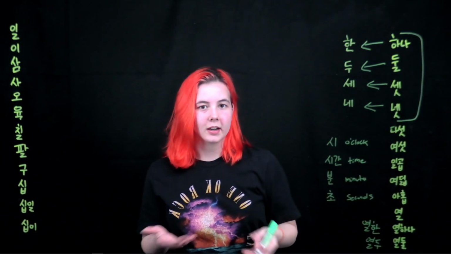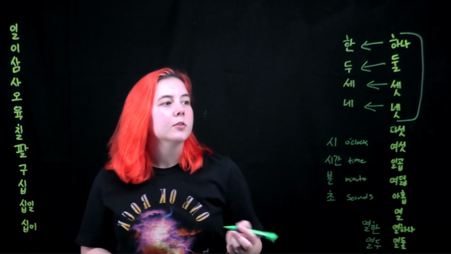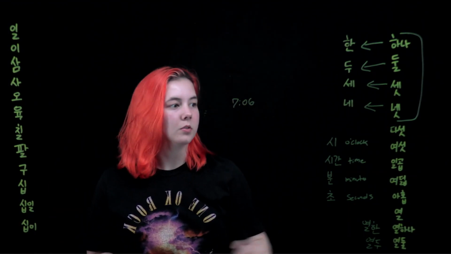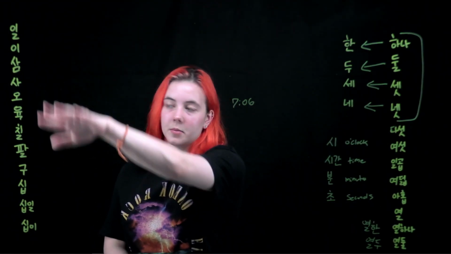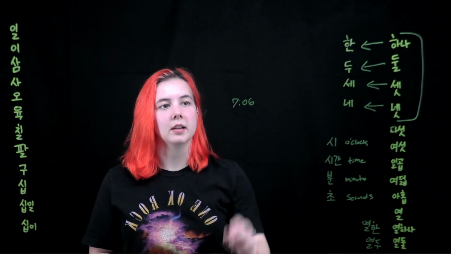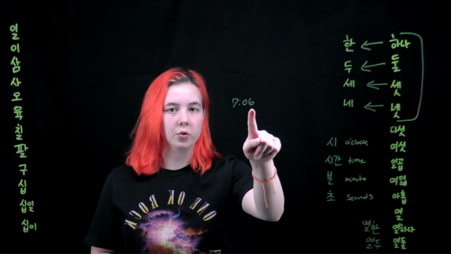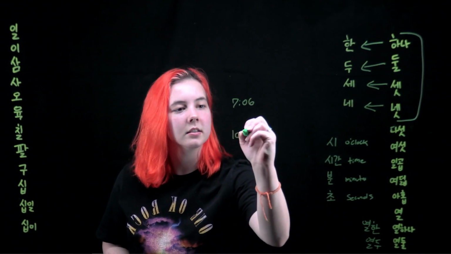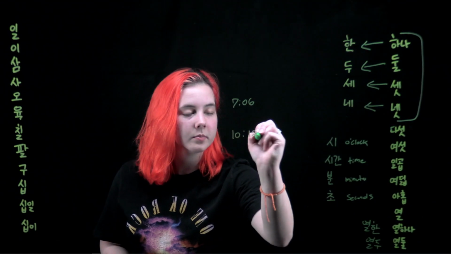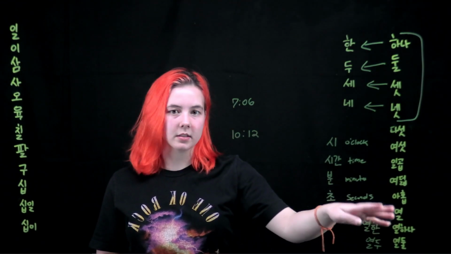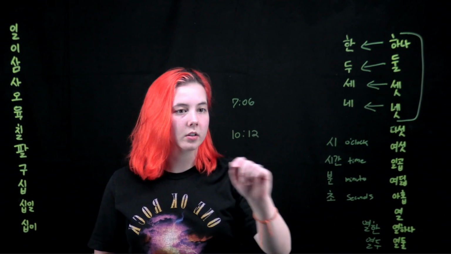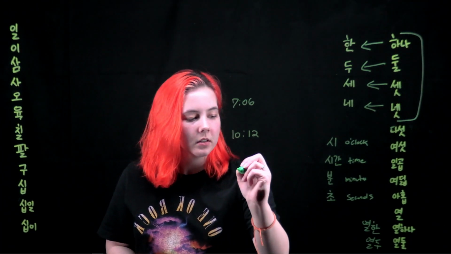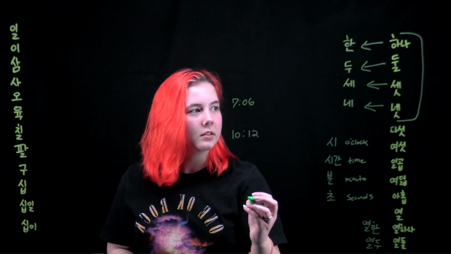Now that we know all of this, we can actually get some practice in. So let's say, for example, I want to say 7:06. We'll use this number system for the hours and this number system for the minutes. So I'll say 7시 6분. If I want to say 10:12, once again, we'll use this side for the hours, and I'll say 10시 12분.